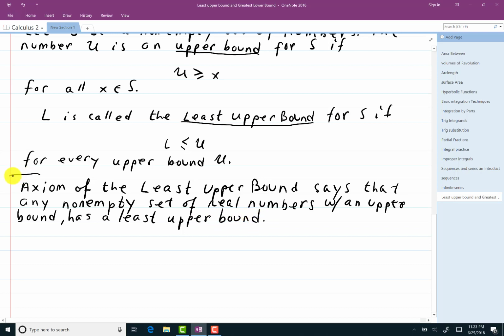This here is an interesting statement in that I'm using the phrase axiom. I'm not using theorem or anything like that. The reason for the word axiom is an axiom is something that we accept as true without proof. So we are accepting that if I have a non-empty set of real numbers and they're bounded above, then they have a least upper bound. Let me do a few examples to sort of convince you that that's true.